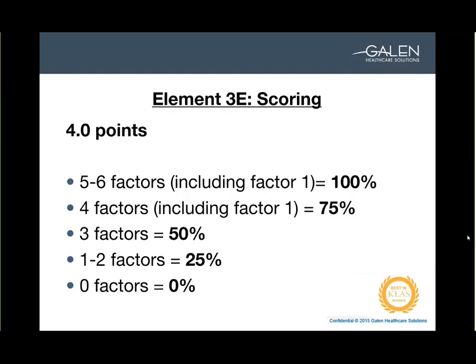And I know we saw that on the last webinar. There's some where you have to do the critical factor to get any points. In this case, you can get 50% of this. You can get 2 points without even doing factor 1. So sometimes the critical factor is required to get any points, and in this case, you can still get some without it.